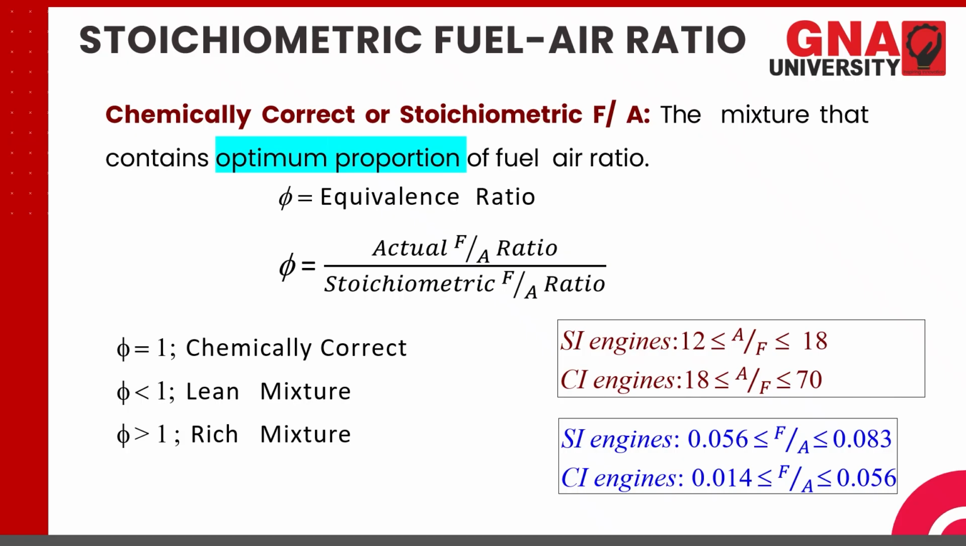For SI engine, the air fuel ratio varies from 12 to 18, and for CI engine it varies from 18 to 70. Now you can see here, instead of writing it in ratio air to fuel, you can also write it in fuel to air terms. In those terms, you have a 0.056 to 0.083 range for SI engines and 0.014 to 0.056 range for CI engines.